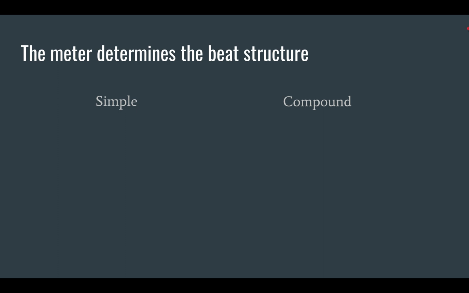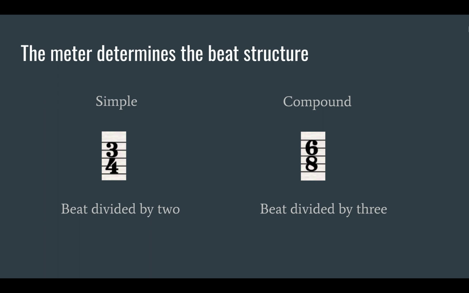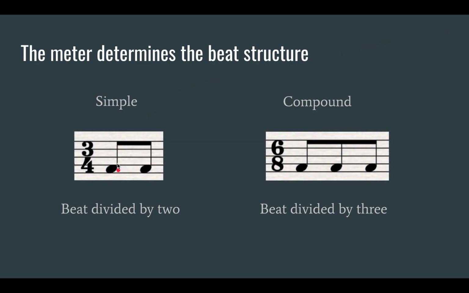The meter is what determines the beat structure. So when you think about simple meters, like 3/4, the beat is divided by two equal parts. But when you think of compound meters, meters like 6/8, the beat is divided into 3 equal parts. This means that in 3/4, you'll commonly see figures like this, 2 eighth notes together. But in 6/8, that would be much less common than this, where we would see 3 eighth notes joined together. This is 2 equal parts to a beat, and this is 3 equal parts to a beat.